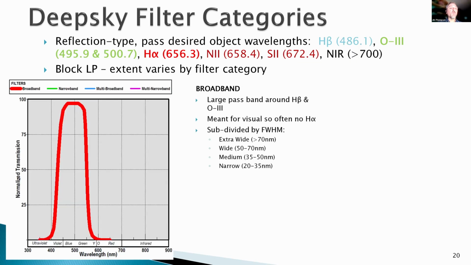Broadband filters have one large passband around hydrogen beta and oxygen 3. They are meant for visual use, so they often do not have a passband for hydrogen alpha. For convenience, I have subdivided broadband filters into 4 subcategories based on their bandwidth: extra wide, wide, medium, and narrow.